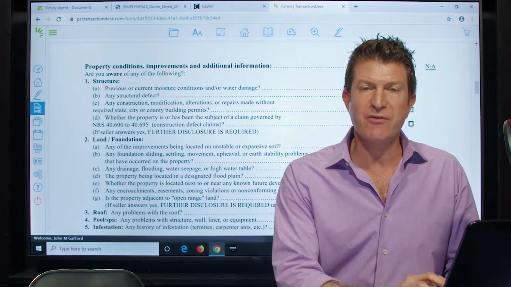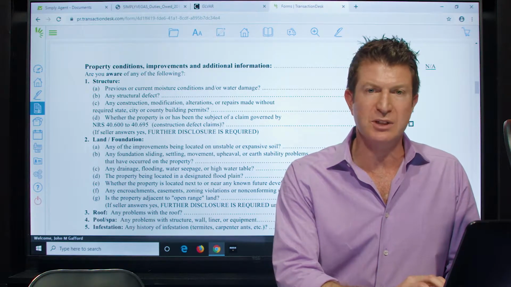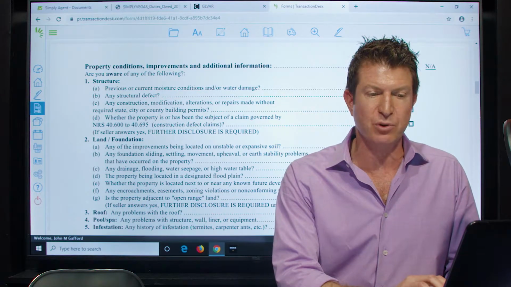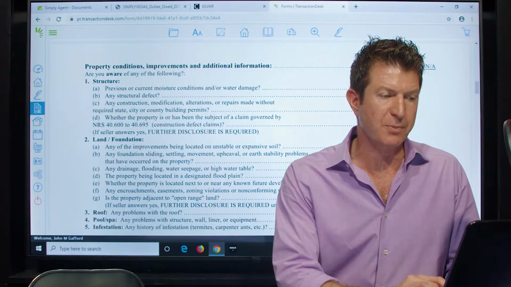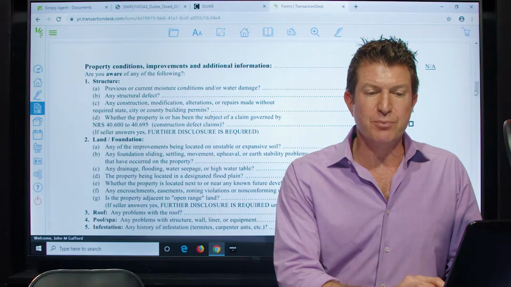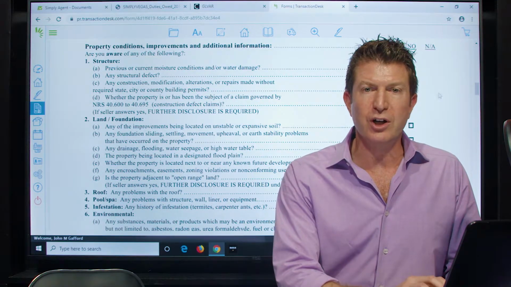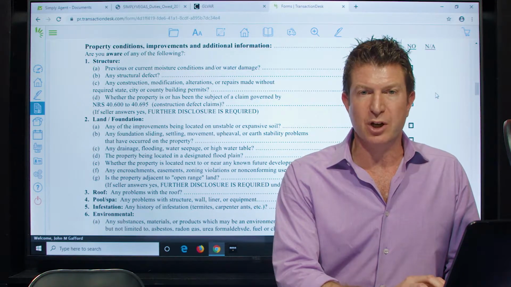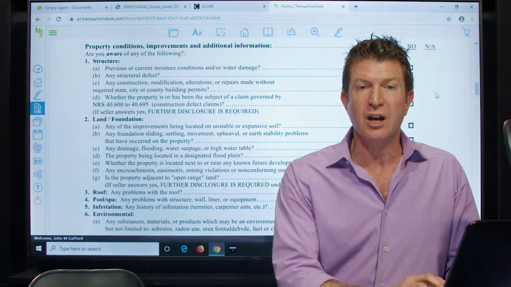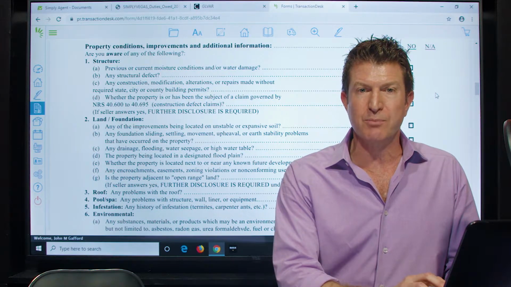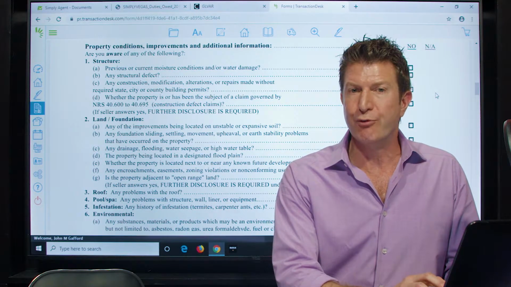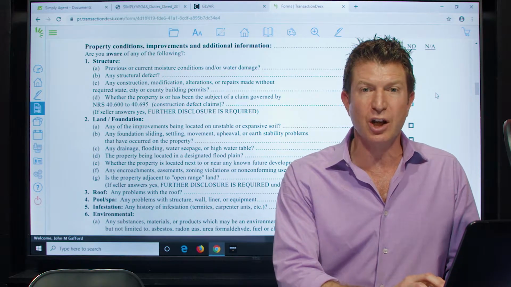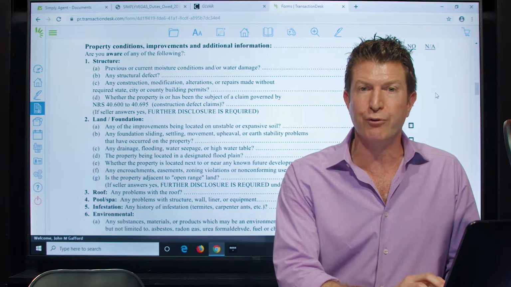If there's ever been a structural defect on the property, again, that's a very, very simple yes, no answer that needs to be explained. Have any parts of the property been modified or altered without building permits? A very good example of that, I have a property at the moment that has a cabana in the backyard. It's a simple structure that was never permitted. Very important that it be disclosed that there was no permit pulled for that.